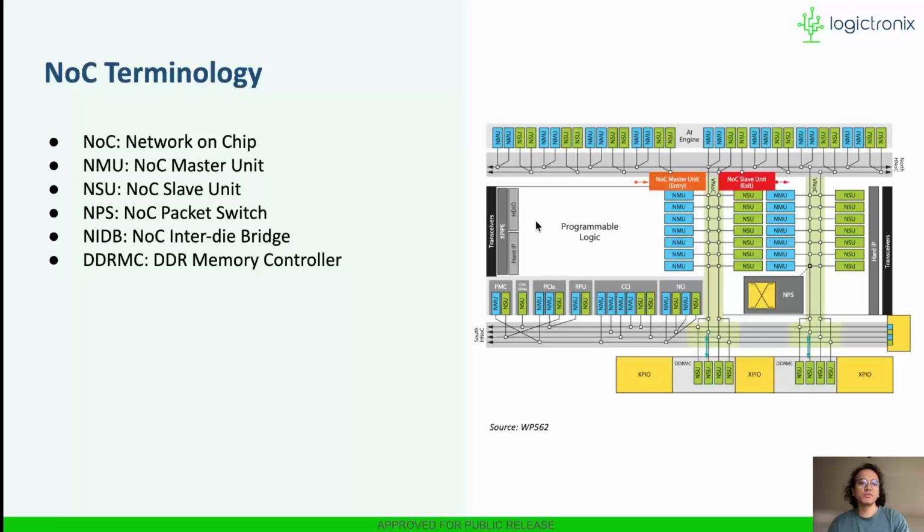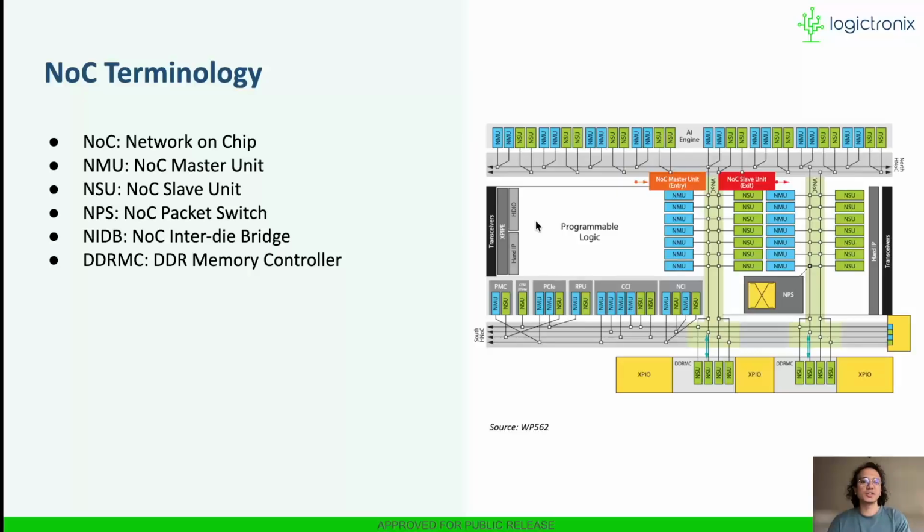We should also know some of the terminologies that are required to understand the network on chip in the Versal. NOC means the network on chip, the whole fabric. NMU is the NOC master unit. Through the NMU, the data enters into the NOC pathway. Then we have NSU, which is the NOC slave unit. It is the egress port. Through NSU, the data exits from the NOC pathway to the programmable logic or other compute domains.